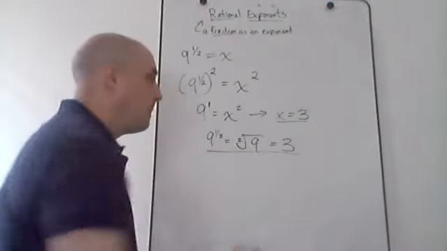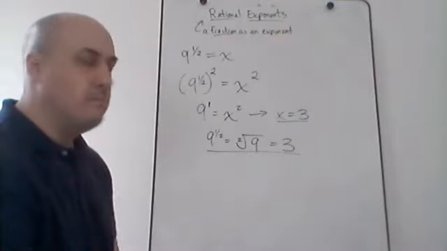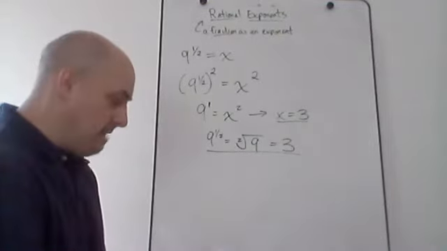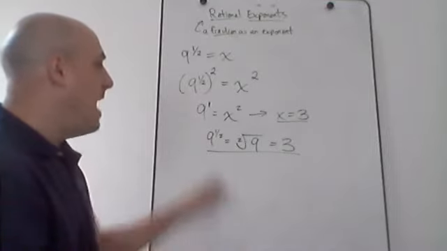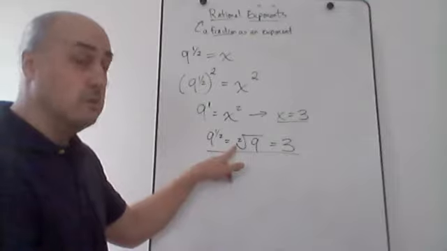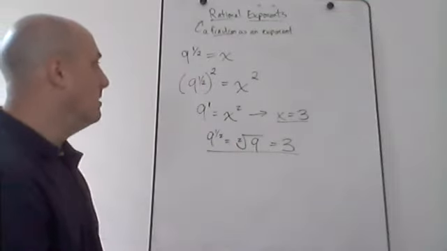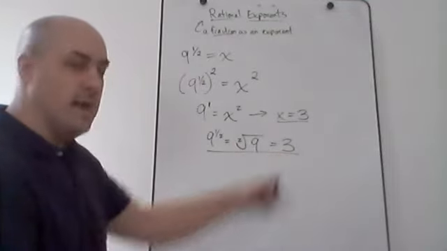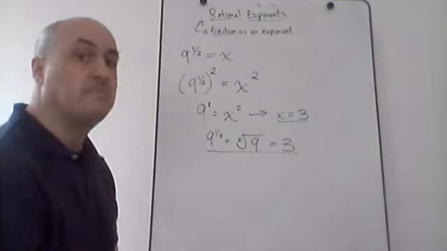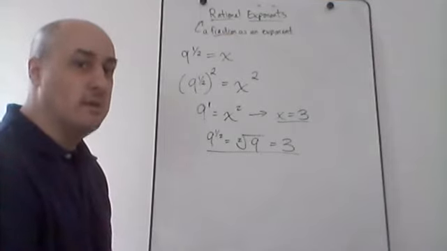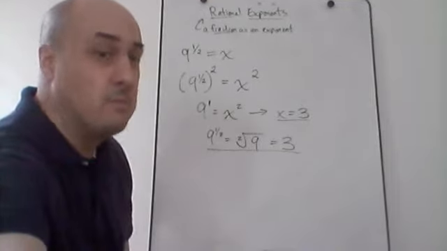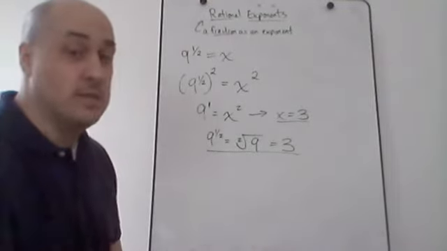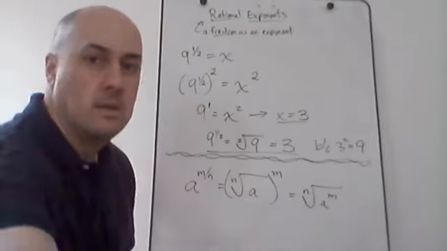Based on this, a rational exponent, a fraction in the exponent, actually corresponds to a root. 9 to the 1/2 power is really the square root of 9, which equals 3. So that's really what a rational exponent is. It's another way of talking about a root. All right, I'm going to pause this here and then put up the actual definition of a rational exponent.